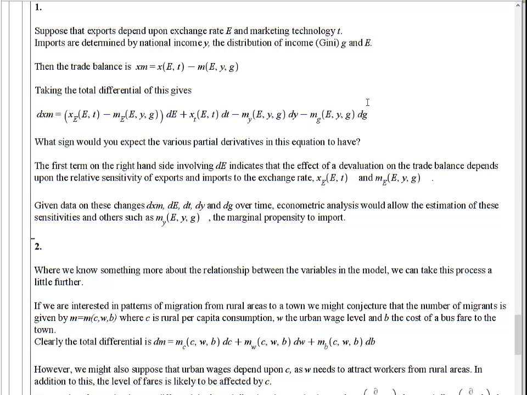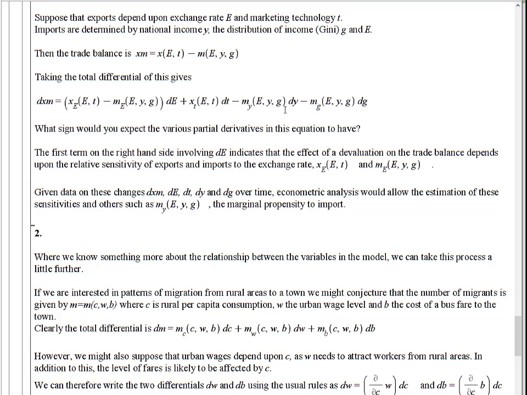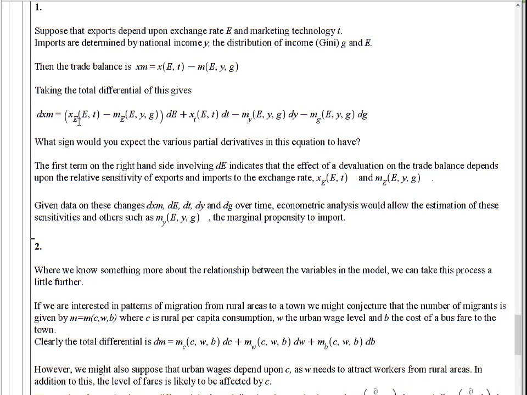Then you can discuss what sign you would expect the various partial derivatives to have. If the exchange rate E, depending how it's measured, in the conventional way, increases, you'd expect exports to fall because they get more expensive, and imports to rise because you have more buying power, so they get cheaper and so on. So you expect this to be a positive one, this one to be a negative one. T, marketing technology, you expect that will be positive. Y, you expect positive here because you import more, and G, you expect positive again.